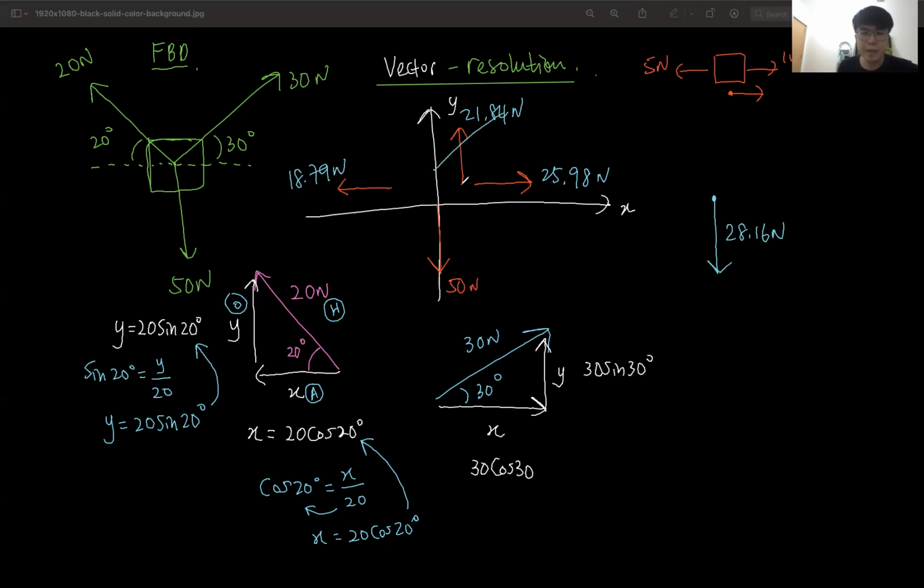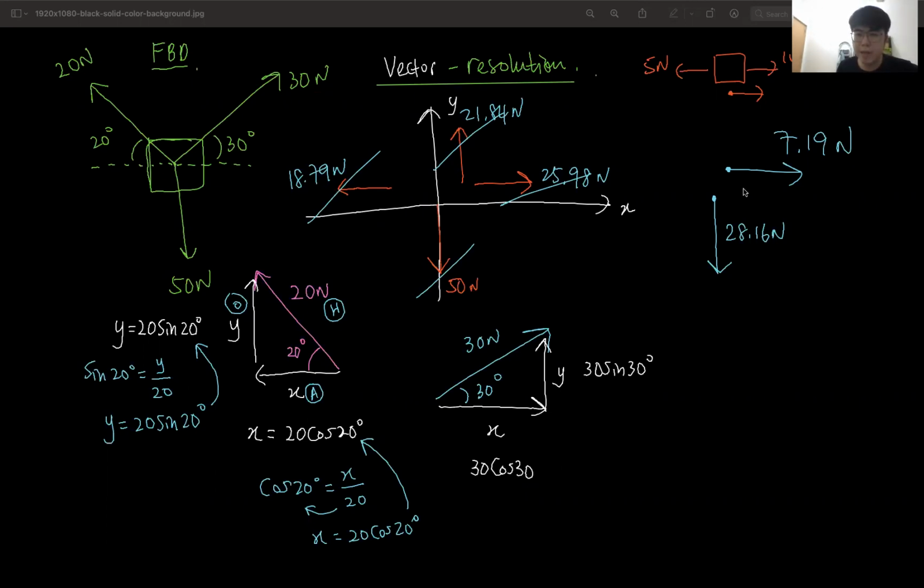And then this one cancels already. Left and right, 25.98 goes to the right, minus the 18.79. So you get right 7.19 Newton. Is there any other? This one already canceled with this one, right? So left only these two.